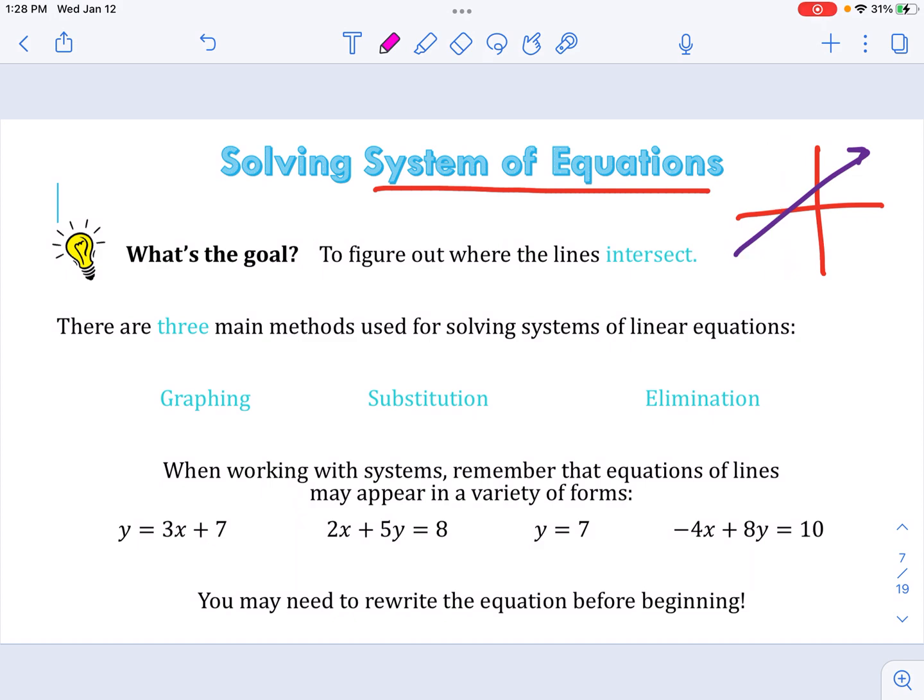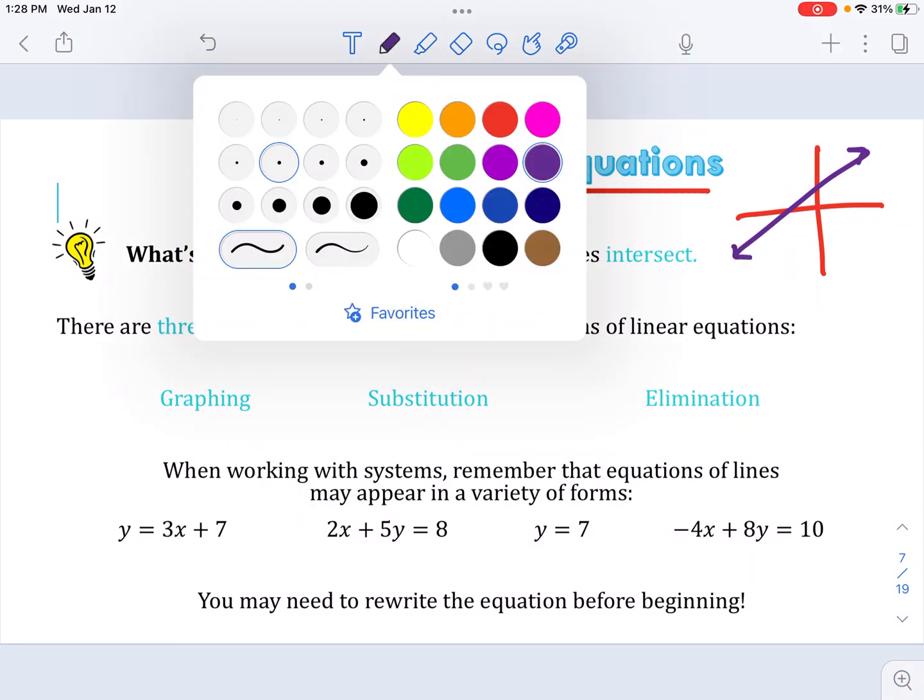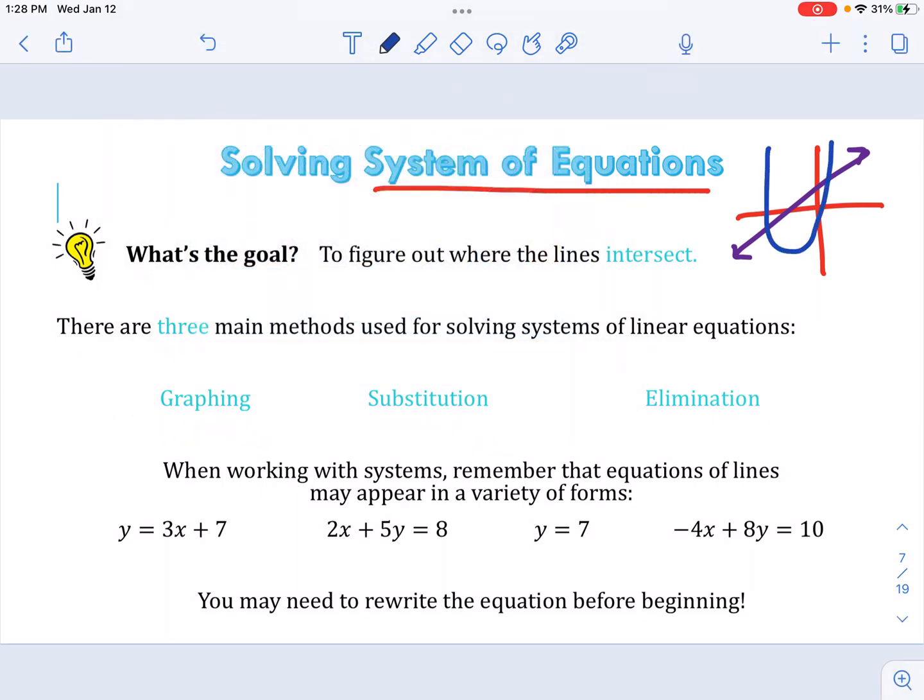I could have one linear equation. Oops, sorry, I erased that little arrow. And I could have a parabola. So when we're looking for systems of equations, the goal is to figure out where the lines intersect.